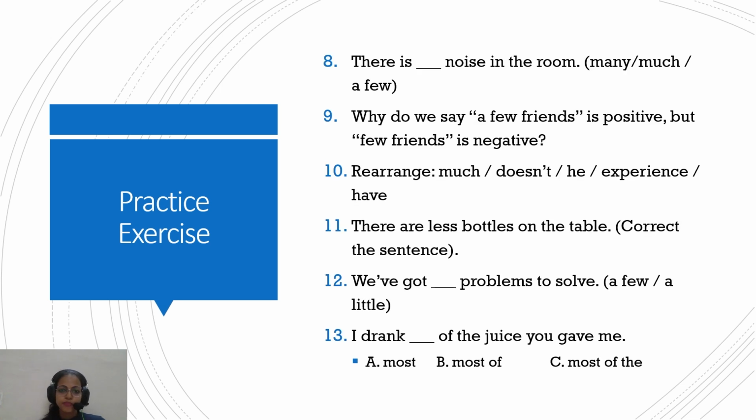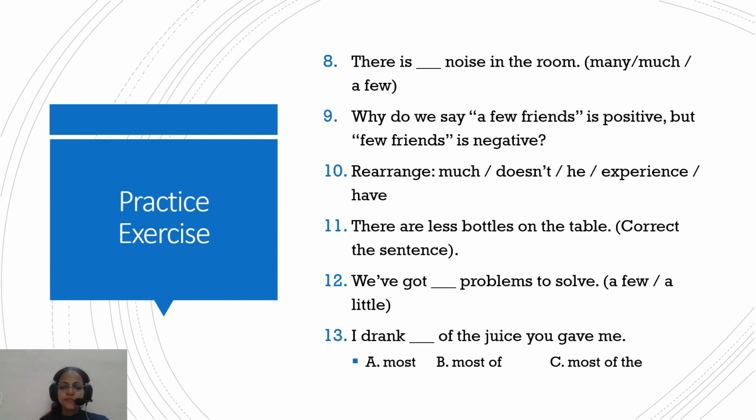There is dash noise in the room. Much, many, a few. So noise is again an uncountable noun. So we will use much. There is much noise in the room because many and a few are used with countables. Why do we say a few friends is positive and few friends is negative? We have discussed this. So please think of the answer in your mind, or you at least say it out loud. That would be better.